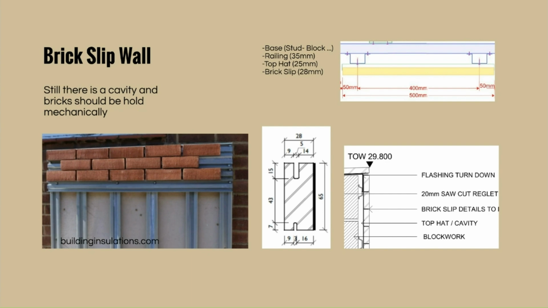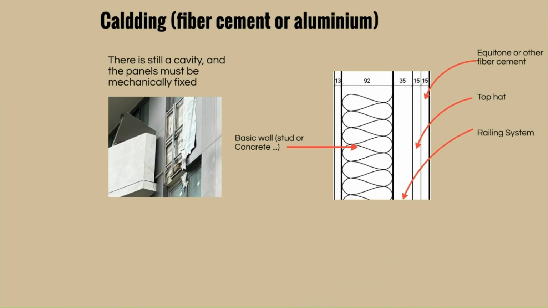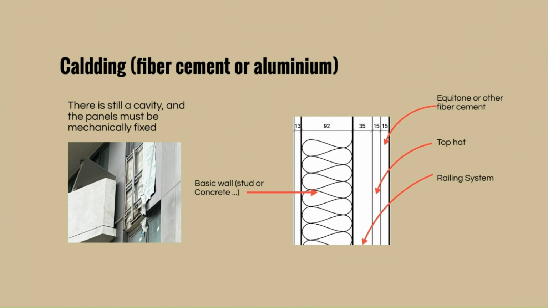Cladding can include fiber cement or other aluminium types. Of course, fire rating and all those things are important, and you cannot use materials which are flammable. But apart from that, the detail would include, like all other typical walls, 13 millimeter plasterboard internally, 92 millimeter stud wall, and insulation inside that. After that, again, there is a railing of 35 millimeters, like brick slip, then 15 or 25 millimeters for the top hats, and another 15 millimeters for the thickness of the fiber cement. One of the brands would be Acutone.